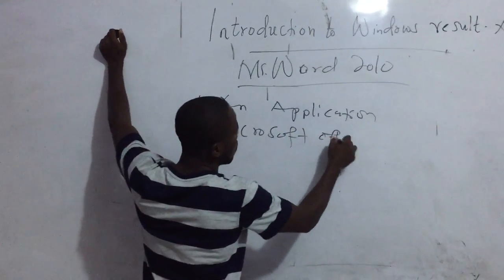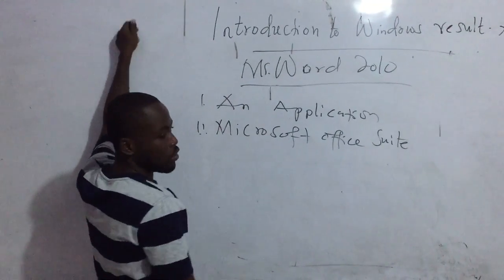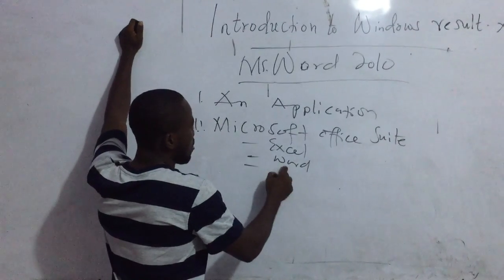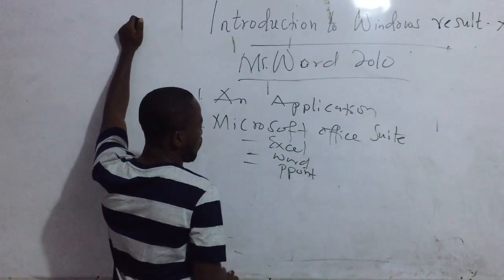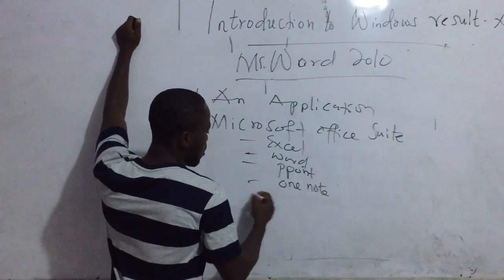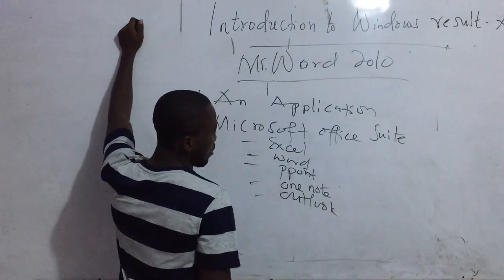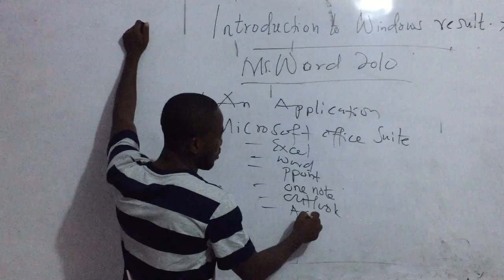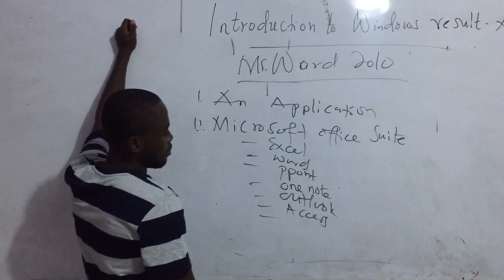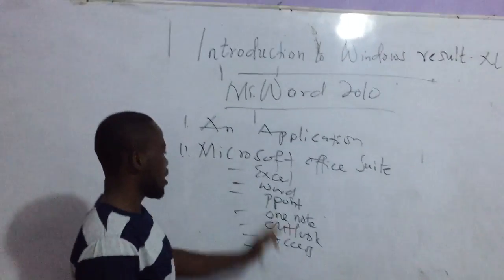The Office Suite is made up of Excel, Word, PowerPoint, OneNote, Outlook, and Access. You should be able to tell me all this. I think there's one more of them. These are the components of the suite.